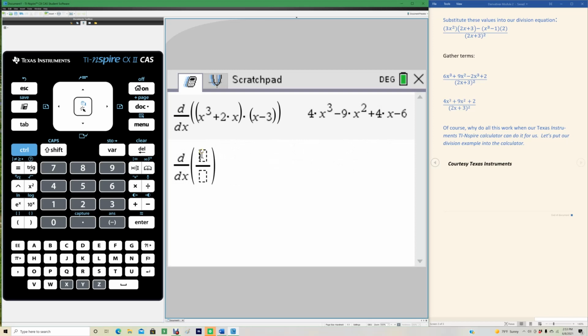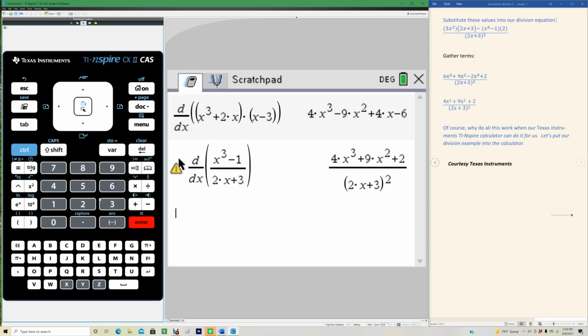Then on the top, you want to put x, caret, 3, right arrow, minus 1, then down arrow, and here it's 2x plus 3. Right arrow. And there we have the exact same answer that we have over here: 4x cubed plus 9x squared plus 2 over 2x plus 3 all squared, I should say.